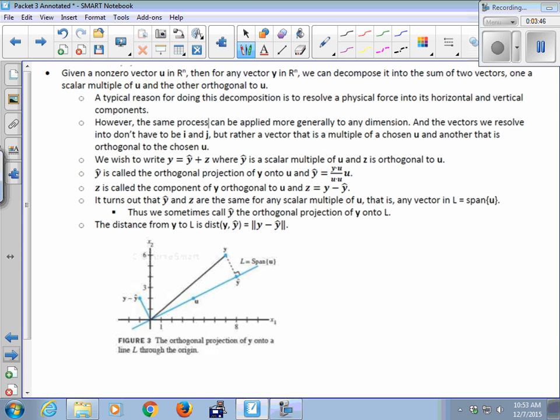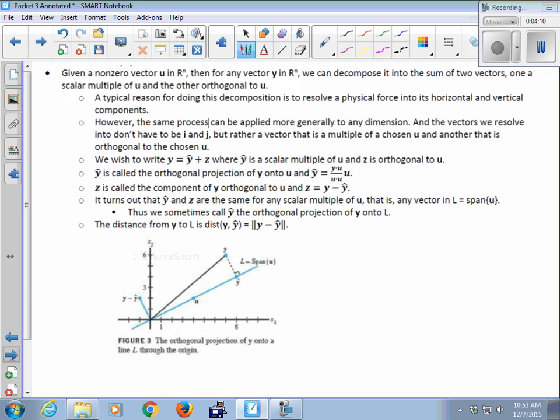All right. So here's what I think is the hardest part of the reading in this section. If you're given a non-zero vector u in Rn, then for any vector y in Rn, you can decompose it into the sum of two vectors. One's going to be a scalar multiple of the u that you were given, and the other is orthogonal to u.